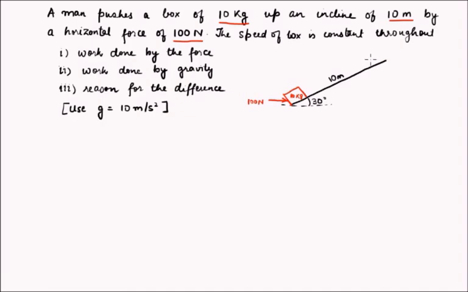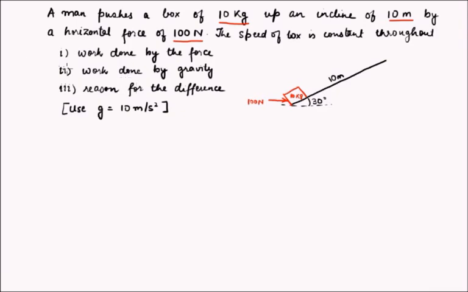The question asks us to find the work done by the force, how much work this force does. Second, the work done by gravity. Since the box is going up the incline, it is increasing in height and gravity acts downward, so there will be work done by the force of gravity. The question asks us to find that. Apparently there will be a difference in these two values. The third part asks us to justify the difference. So let us first start with the first part.